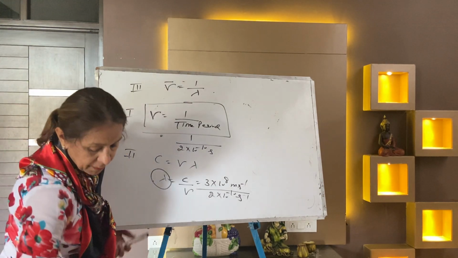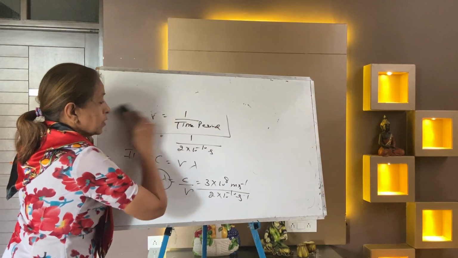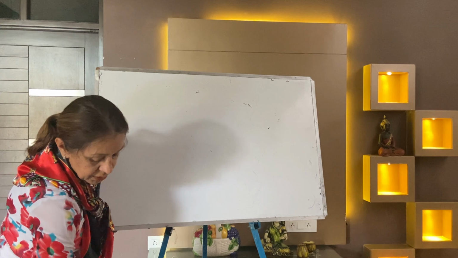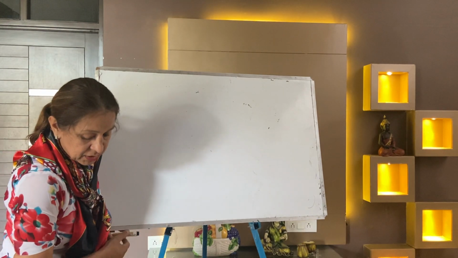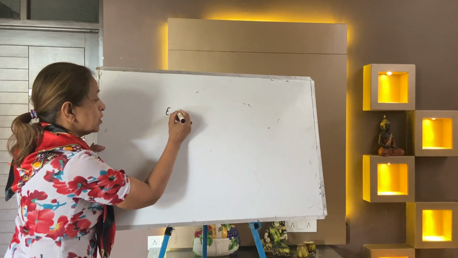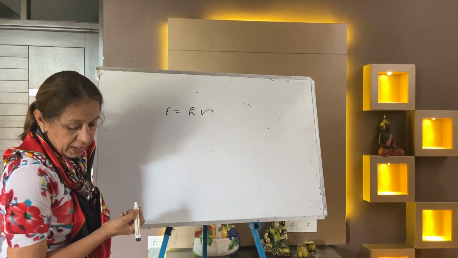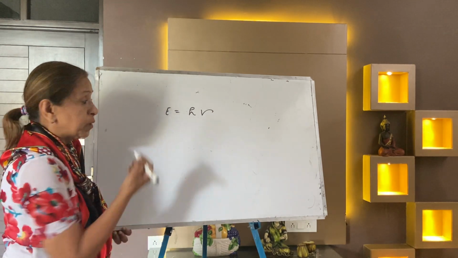Now I am taking numerical number 8 of the light topic. Numerical number 8 is: calculate the number of photons of the light with the wavelength given. E is equal to h nu, so you calculate the energy. Your wavelength is 4,000 picometer.